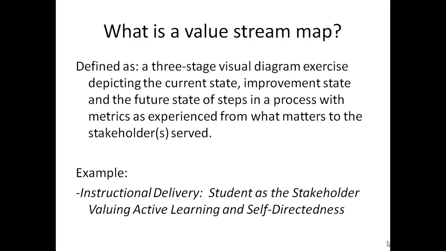So what is a value stream map? Well, this is a tool I'm going to show you here, but it takes place in 3 stages, and it's basically a visual management tool, a visual diagram. What it does is it shows what the current state is, what the improvement state is, and what the future state is of a given process. It does it by breaking that process down into steps, and each step has metrics assigned to it that would measure what matters to the stakeholder who's being served.